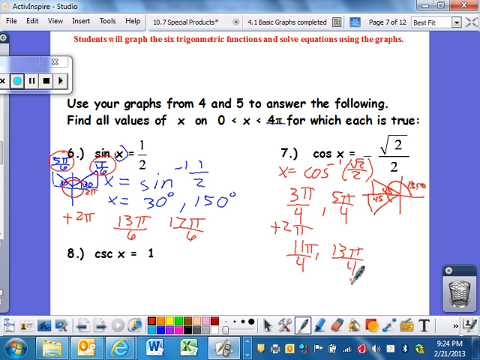So if we go down here to cosecant, what is cosecant? We know that cosecant is the reciprocal of sine. So if we just rewrite it in sines, then we have 1 over sine of x is equal to 1. Now, if we find that 1 over sine of x is equal to 1, then we know that sine of x has to be 1, because 1 is 1 over 1 also. So where is sine equal to 1? We know it's pi over 2 and 5 pi over 2.